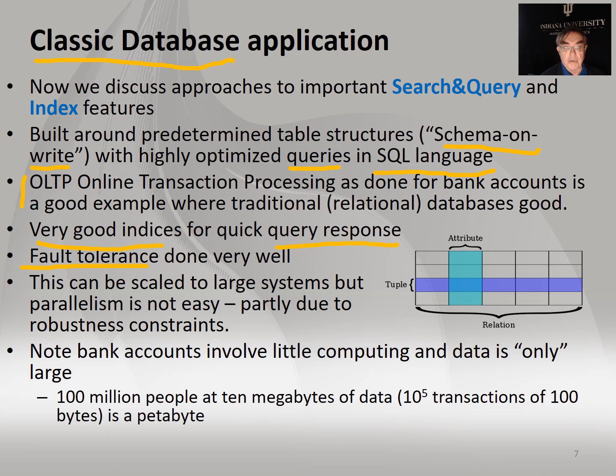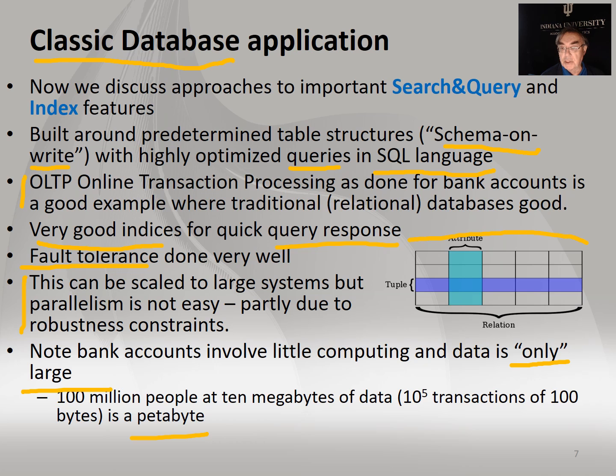And as I mentioned, fault tolerance is absolutely essential. Although you can scale this to pretty large systems, these robustness constraints lead to difficulties with parallelism. The data here is large, but possibly not super large. Here I pointed out 100 million people at 10 megabytes of data is a petabyte, which, given you have 100 million people, is not an enormous amount of data. When you start looking at genomics per person, then you get to much larger data sets.